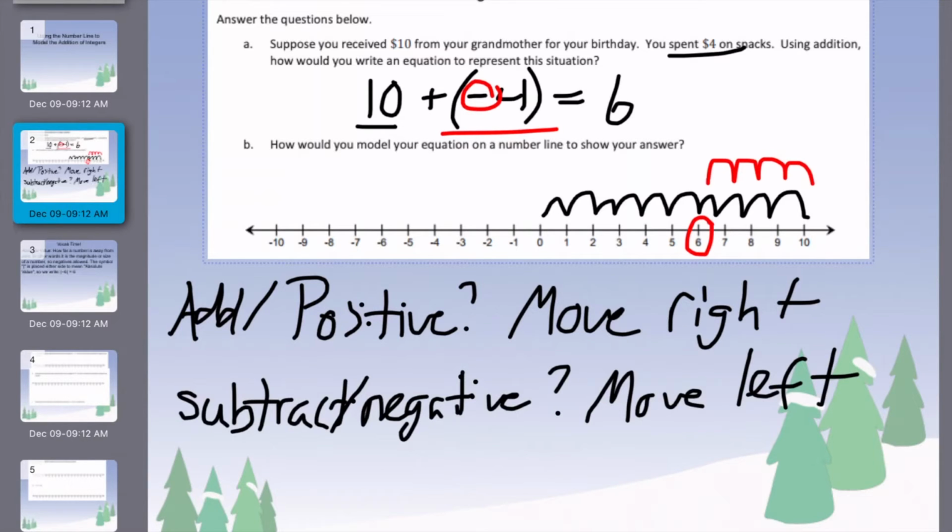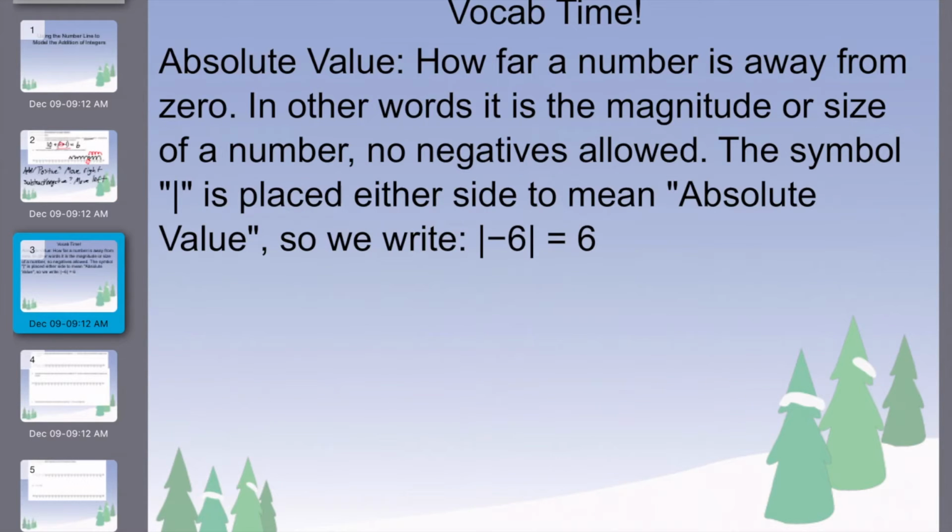But if we wanted to figure out how far away, or this distance, we can use what is called absolute value. So let's go into what absolute value actually means. Absolute value is how far a number is away from 0. In other words, it is the magnitude or size of a number. No negatives are allowed. The symbol, that bar, is placed on either side to mean absolute value.